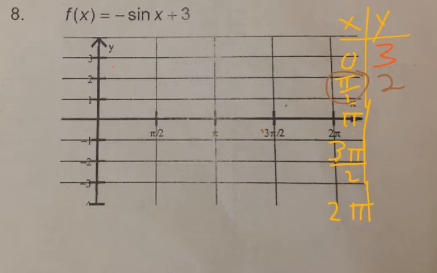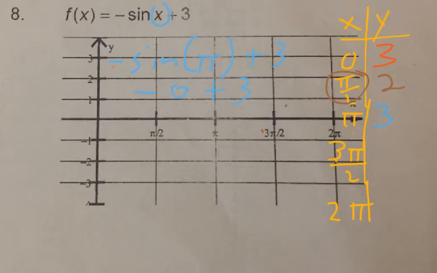So, next value is pi. Okay, next value is pi. So, I'm going to do negative sine of pi plus 3. Again, I'm just plugging it right in there, right? And guys, the sine of pi, I'm pretty sure, is 0. Okay? And so, because sine of pi is 0, again, the negative doesn't change anything. When I add 3, I get a positive 3 again.